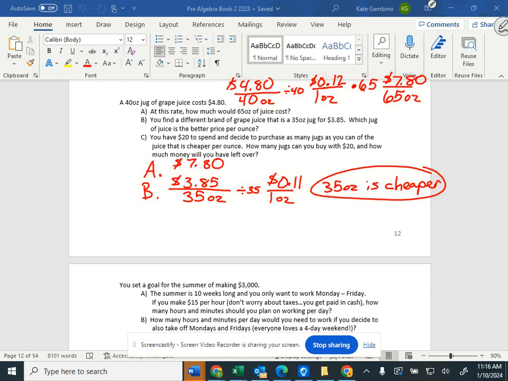I'm sorry. I wasn't multiplying anything here. I multiplied by 65 because we went up to 65 ounces. Was that the one you're asking about, Lauren? Yeah, that's why I multiplied by 65, because we had a 65-ounce jug.